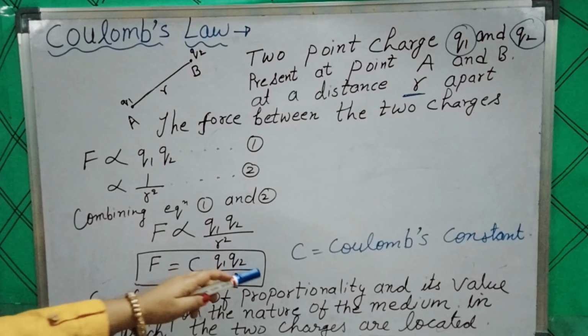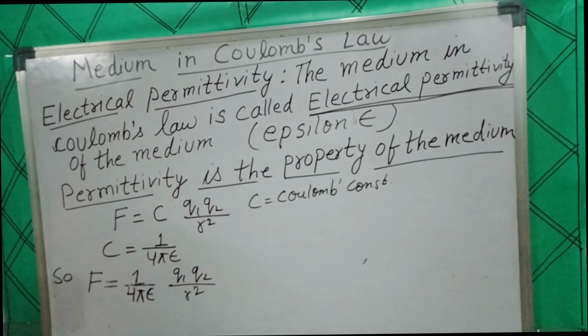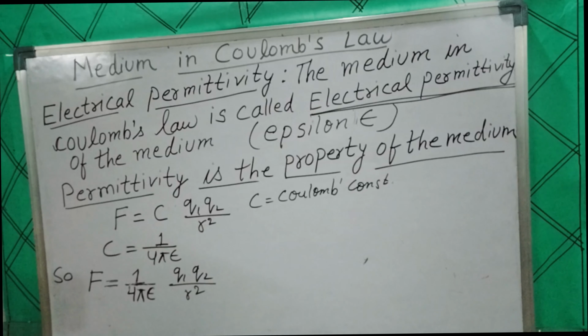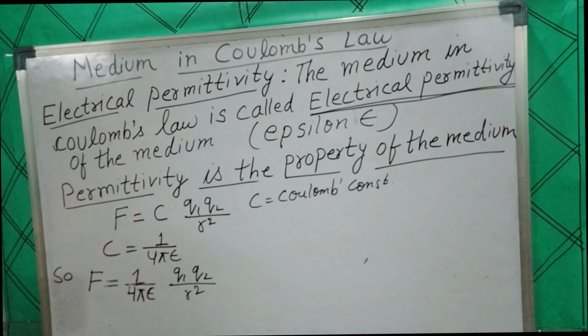Also, C, which is Coulomb's constant, is not a universal constant. It changes according to the medium where the two charges are located. Now let us discuss the medium in Coulomb's law. The medium in Coulomb's law is characterized by the electrical permittivity of the medium, denoted by epsilon. Permittivity is the property of the medium. Because of this permittivity, the force between the two charges changes.